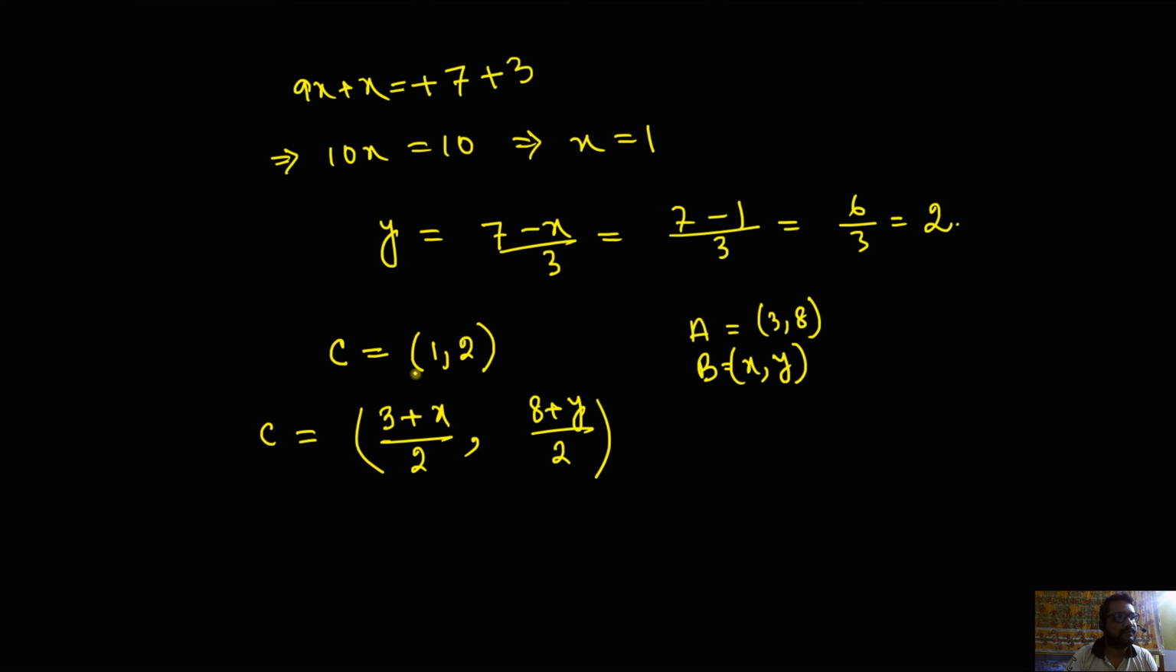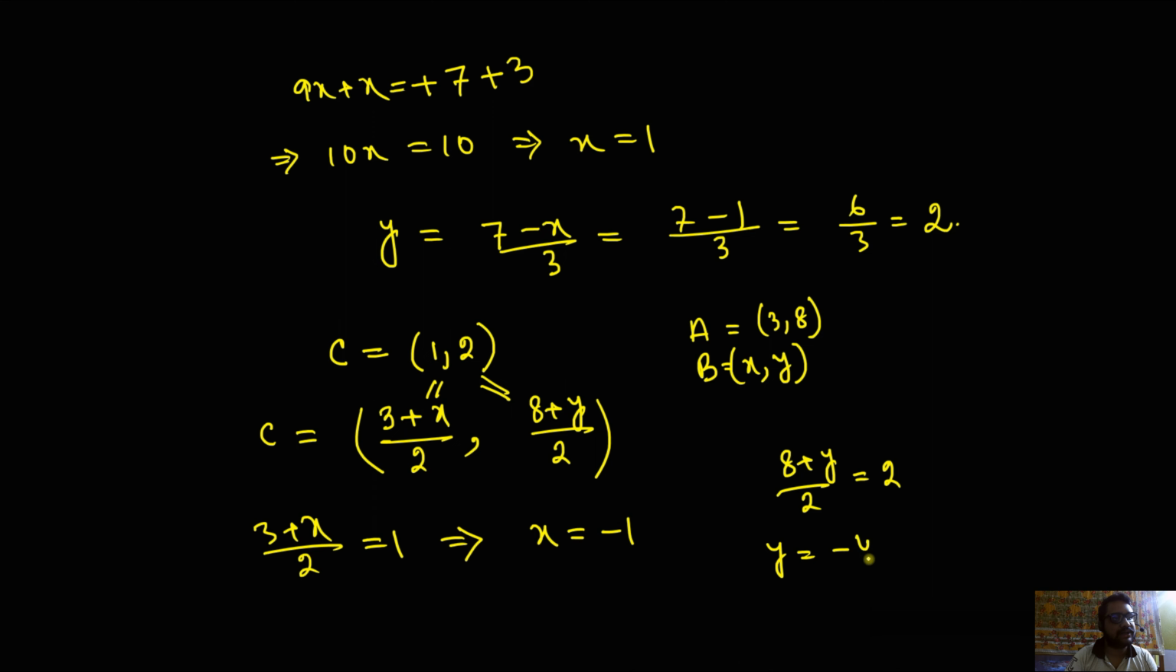So we are comparing these two. So (3 + x)/2 = 1, that implies x = -1, and (8 + y)/2 = 2, that means y = -4. So we have got the point (x, y) equal to (-1, -4). So this is the answer, this is the image point.